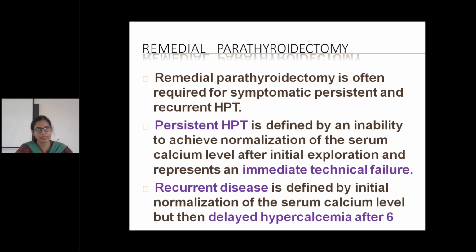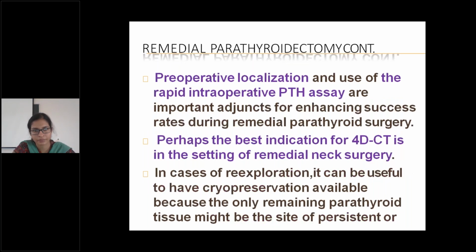Remedial parathyroidectomy is done for symptomatic, persistent and recurrent hyperparathyroidism. Persistent hyperparathyroidism is defined as the inability to achieve normalization of serum calcium level after initial surgery and represents immediate technical failure. Recurrent means that initially there is normalization of serum calcium, then delayed hypercalcemia after 6 months. Here, angiogram, 4D CT and scans are all used for re-exploration.